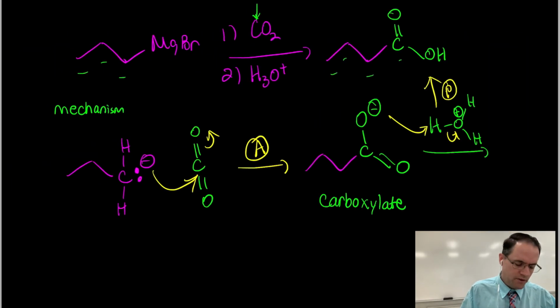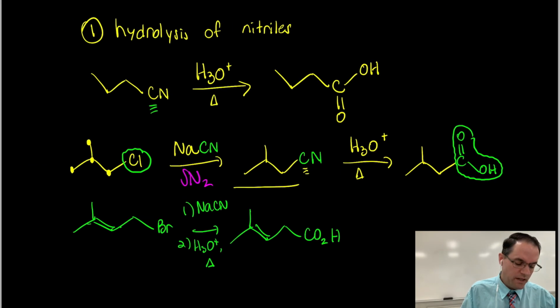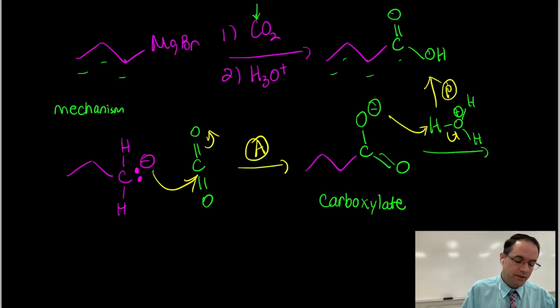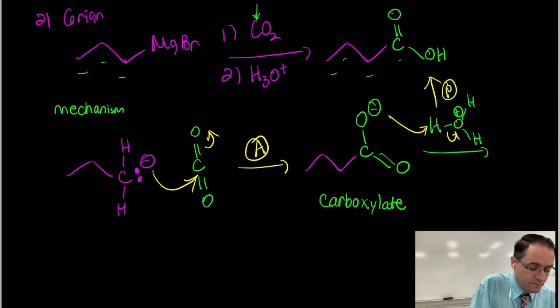Okay, so the first way of doing that is through something called hydrolysis of nitriles, and the second way of doing that is just by using Grignards. Grignards and CO2. Okay.